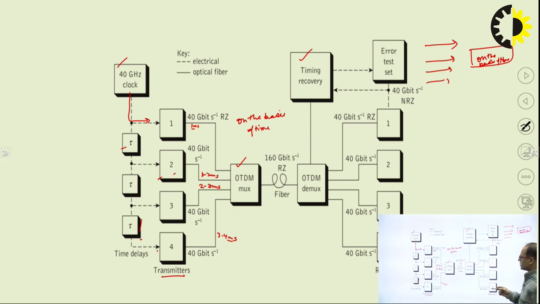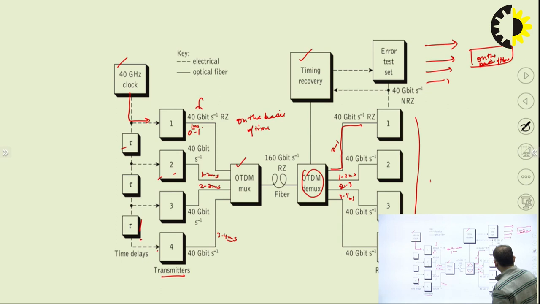In this figure, for example, we have taken 0 to 1 millisecond, during which this signal is transferred over the channel using OTDM. Similarly, at the receiver side, for 0 to 1 millisecond, the input obtained at the OTDM demultiplexer for this duration is transferred to this output. Clear? Similarly for 1 to 2 millisecond, 2 to 3 millisecond, and 3 to 4 millisecond. So this one is the OTDM demultiplexing technique.